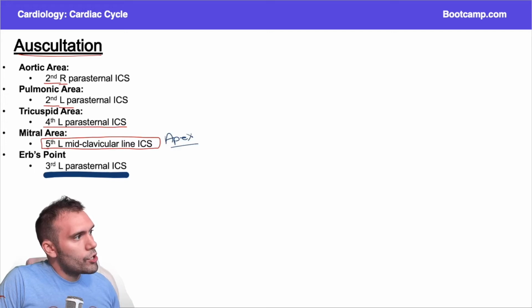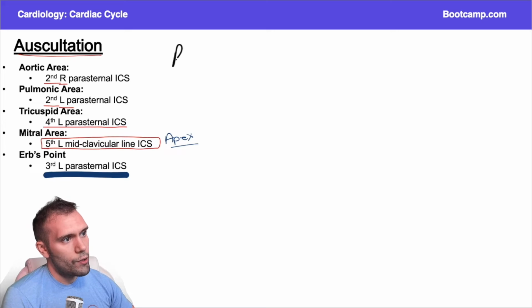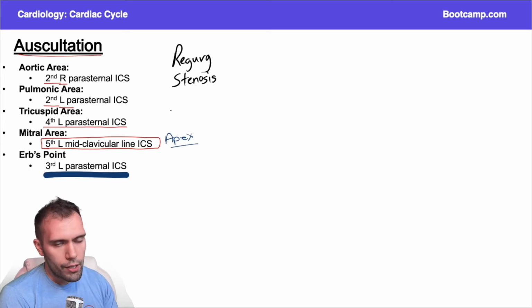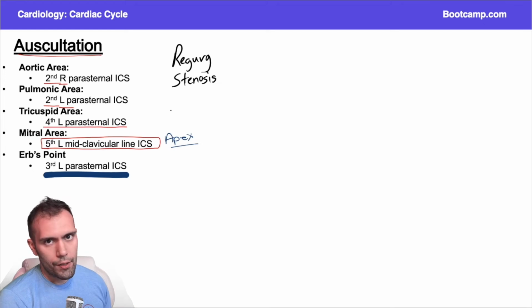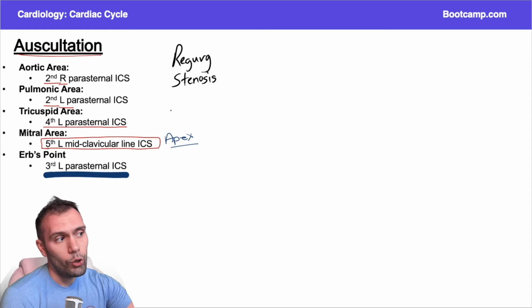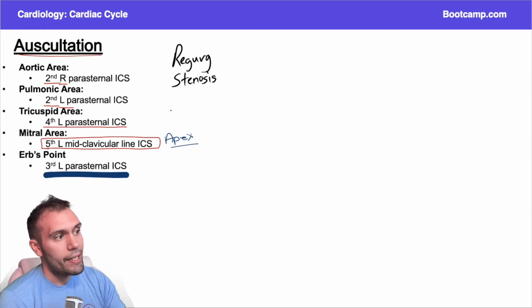So if you get a question and they give you a patient, and let's say that the patient either has a regurgitation murmur or a stenosis. For example, if a patient has pulmonic regurgitation or pulmonic stenosis, where are you going to listen? You're going to listen at the second left peristernal intercostal space. Okay, so that's pretty straightforward. Or in a board question, if they tell you that they're listening at the second left peristernal intercostal space, they're talking about these pulmonic murmurs, right?